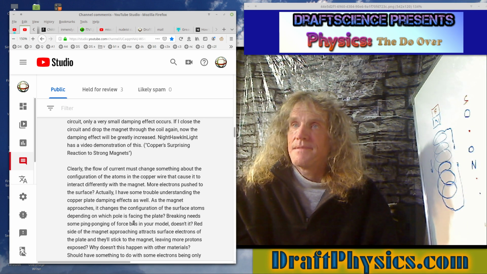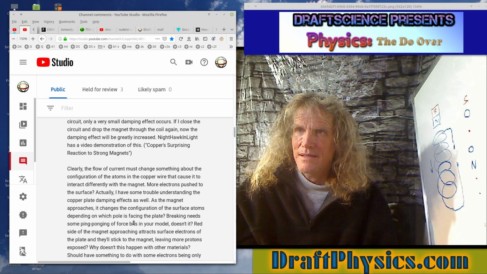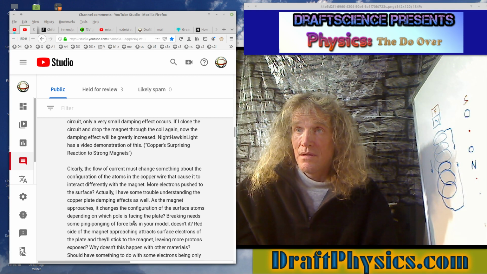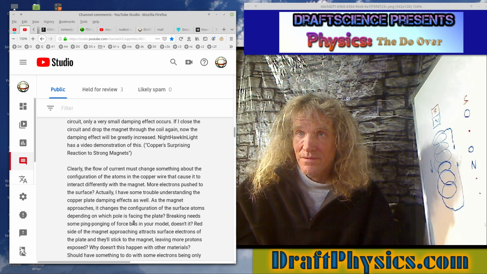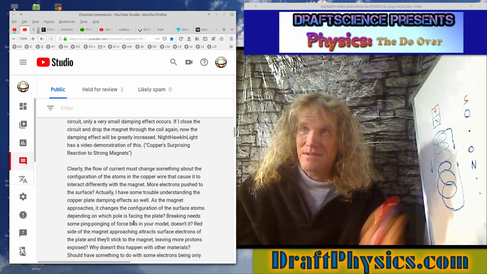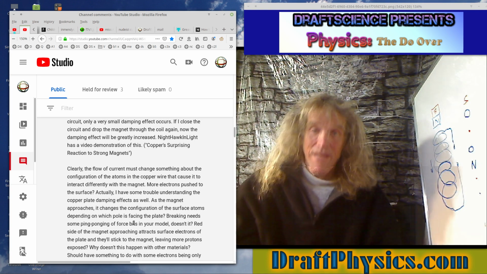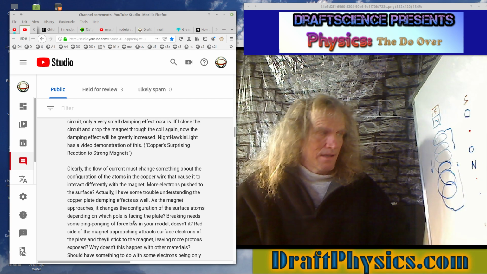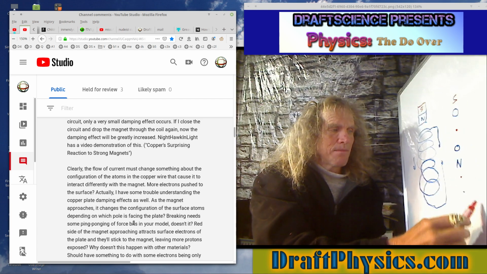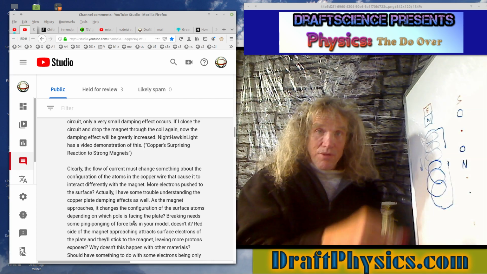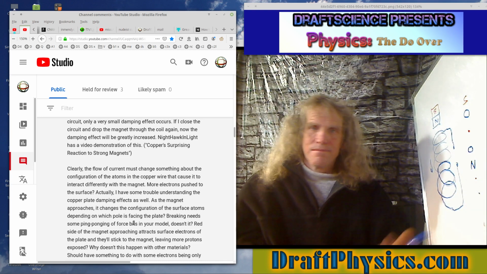More electrons, but actually I have some trouble understanding copper plate damping effects as well. As the magnet approaches, it changes the configuration of the surface atoms. Well, surface is kind of a tricky word, right? It's changing atoms going into the surface. And again, the key is which way is that conversion happening? Are you making magnets that are lining up with each other? Or are you making magnets that are going all kinds of ways?